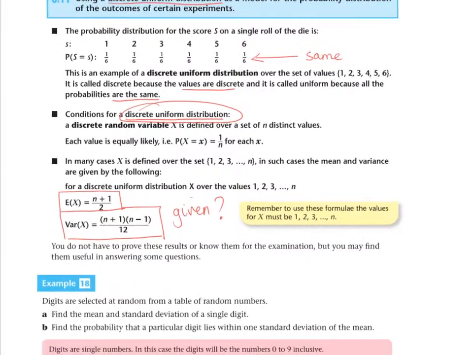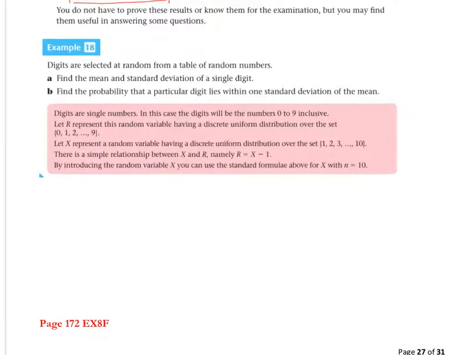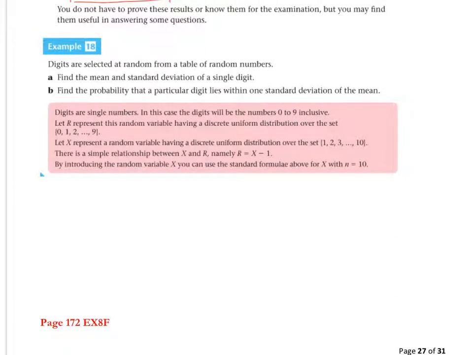Right, let's move on to the example at the bottom then. Digits are selected at random from a table of random numbers. Find the mean and standard deviation of a single digit. Find the probability that a particular digit lies within one standard deviation of the mean. Okay, how do we go about this then? Well, digits are single numbers. In this case, the digits will be the numbers from 0 to 9 inclusive. Let R represent this random variable having a discrete uniform distribution. So there's your key statement there, discrete uniform distribution over the set from 0 to 9.